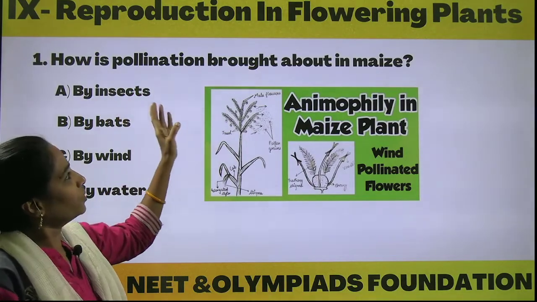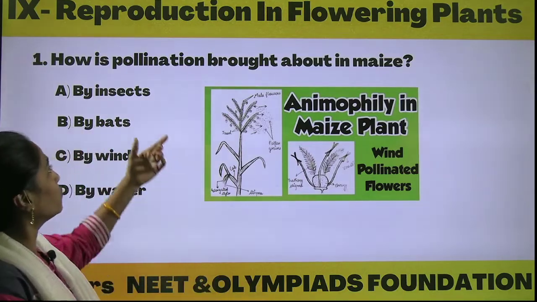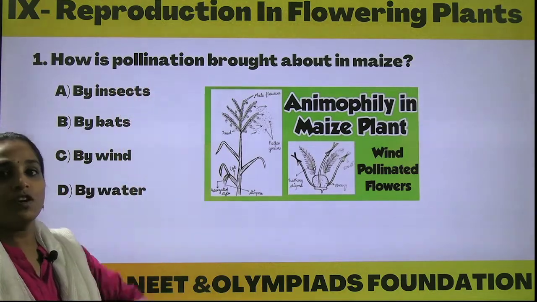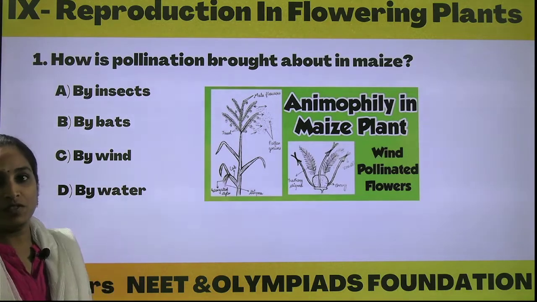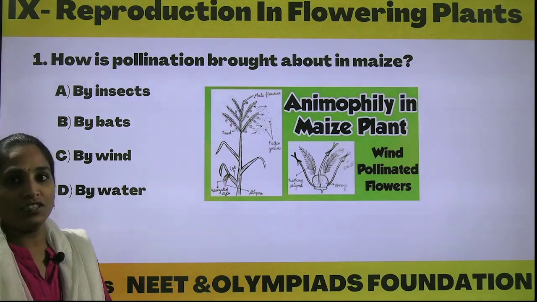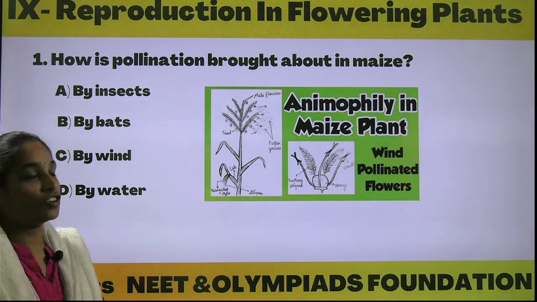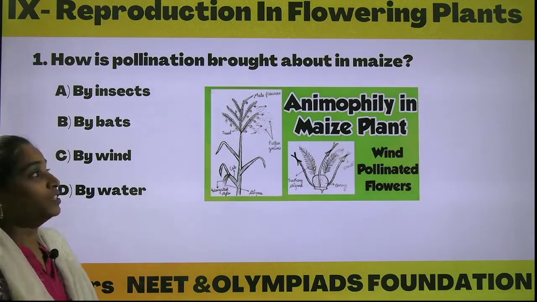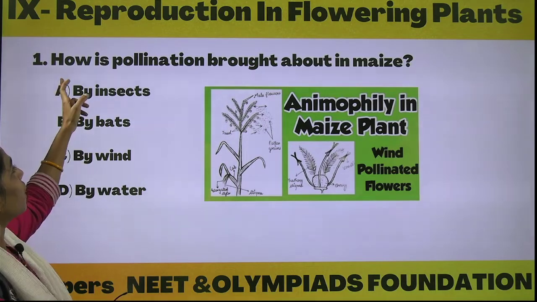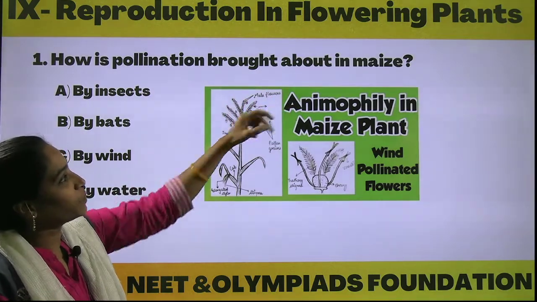How is pollination brought about in maize? What is pollination? The transfer of pollen grains from anther to the stigma of the same flower is self-pollination. From one flower to another flower of the same species or the other species is called cross-pollination. Here the main concept is transferring of the pollen grains. So how is pollination brought about in the maize plant, he is asking.